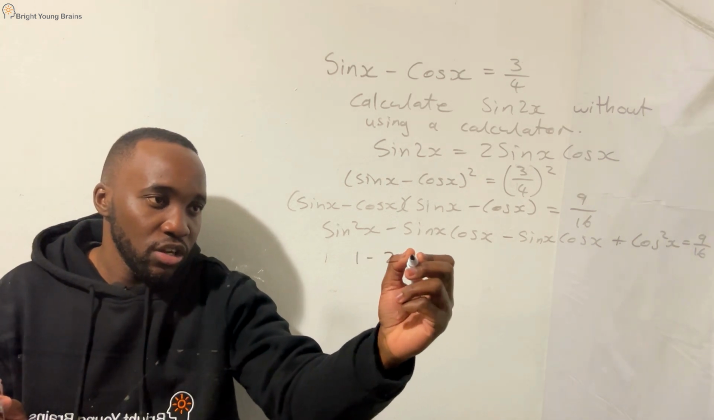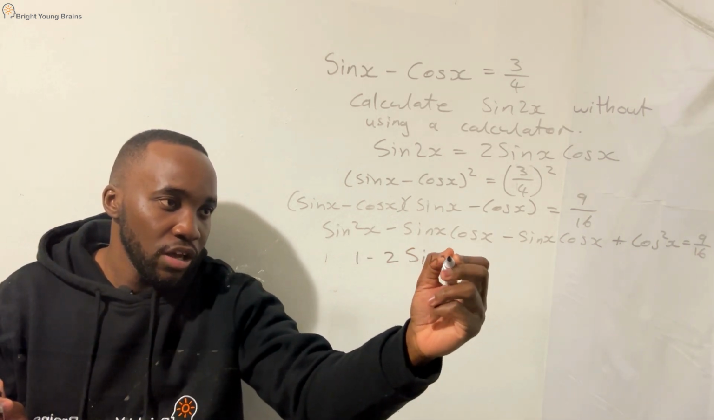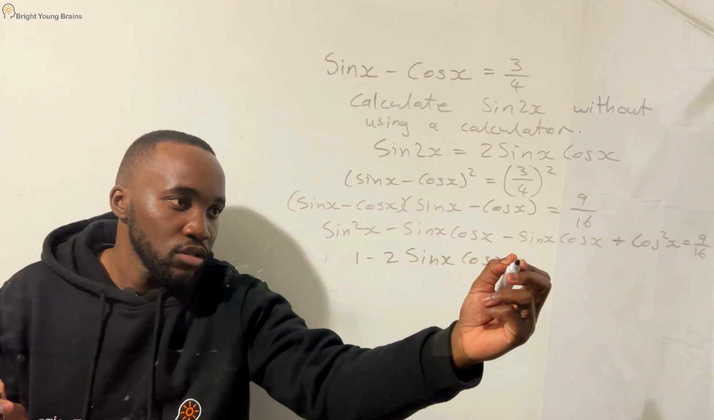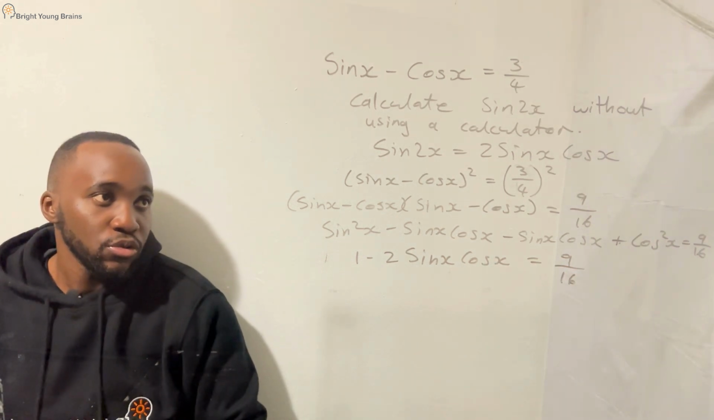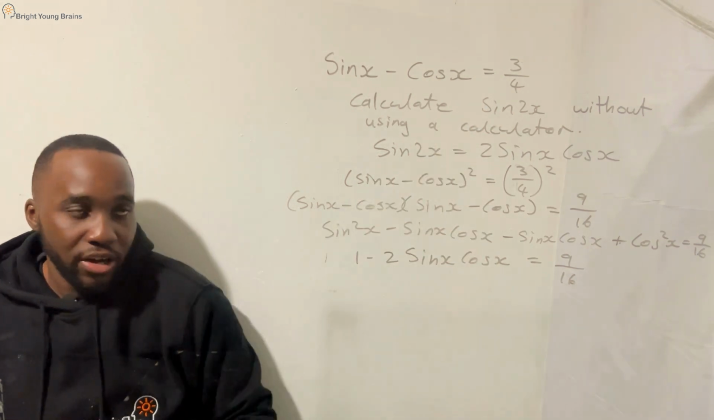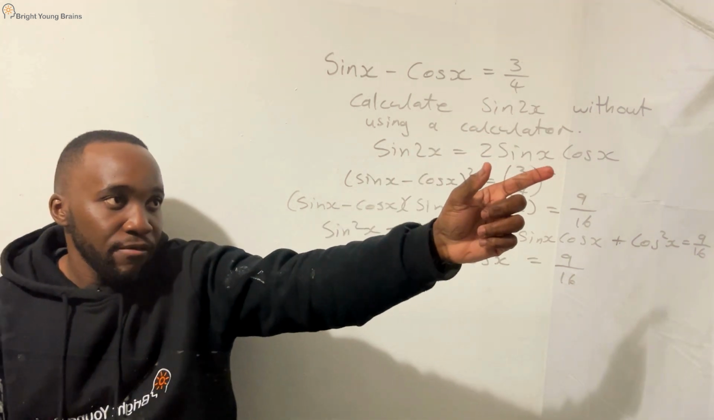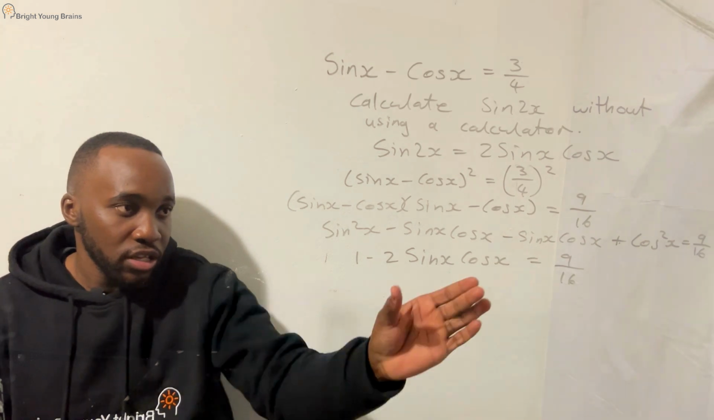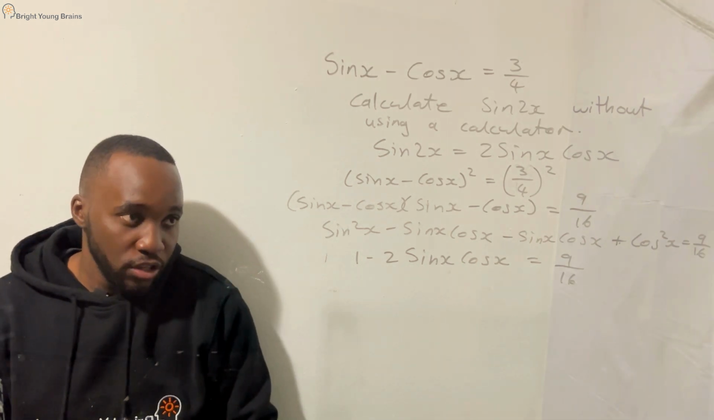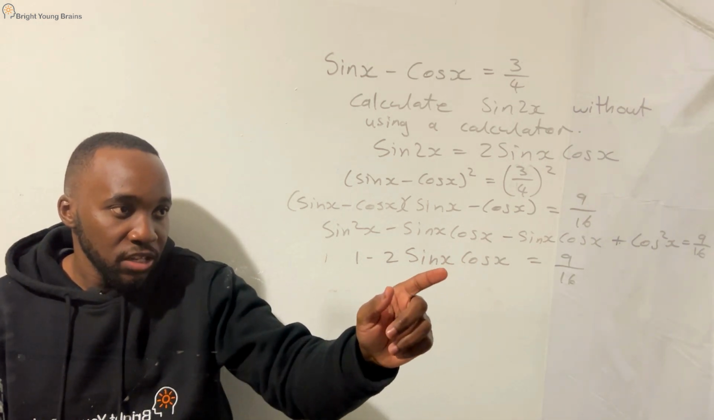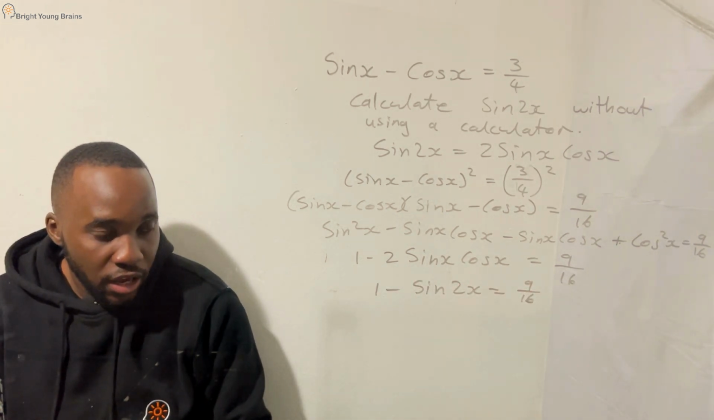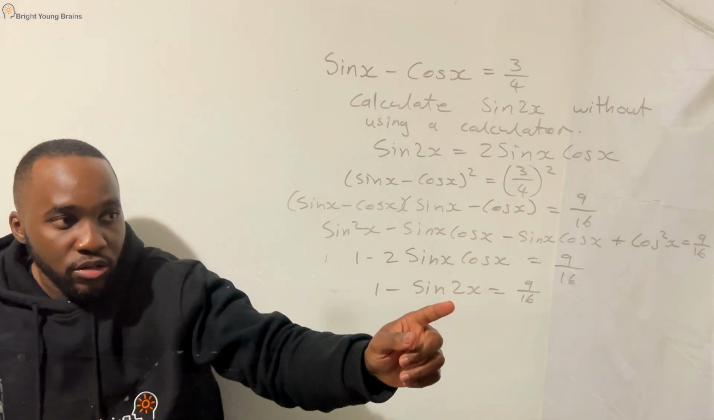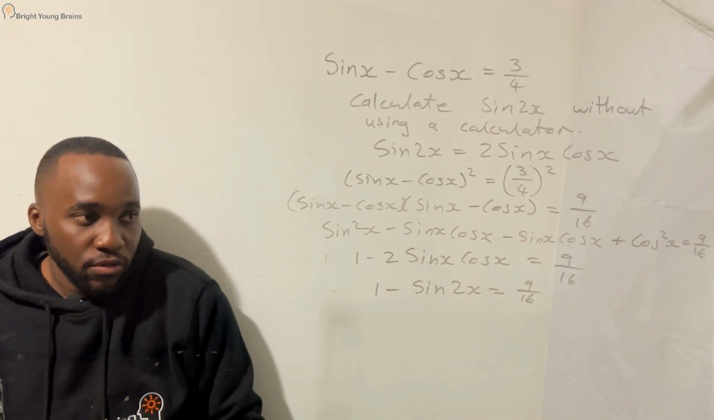So here, you can have negative 2 sine x cos x, which is good news, because obviously we are supposed to end up with a value for sine 2x. And now we at least have 2 sine x cos x in our expression over there. So when we see the 2 sine x cos x, we can just change it to sine 2x, and then we want to make the sine 2x the subject of the formula.